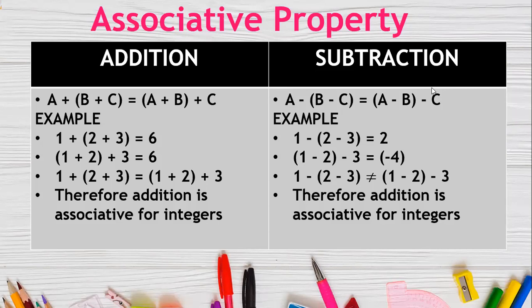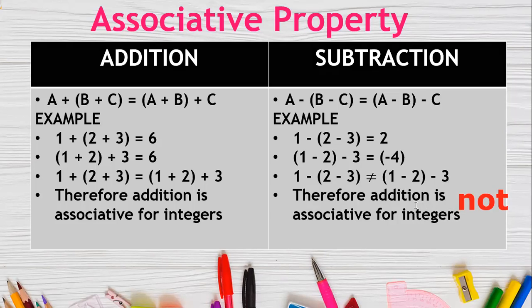A minus B minus C is equal to A minus B minus C. It is a false statement. 1 minus 2 minus 3 is equal to 2 with one grouping. 1 minus 2 minus 3 is equal to minus 4 with the other grouping. Therefore, the two are not equal. Therefore, subtraction is not associative for integers.